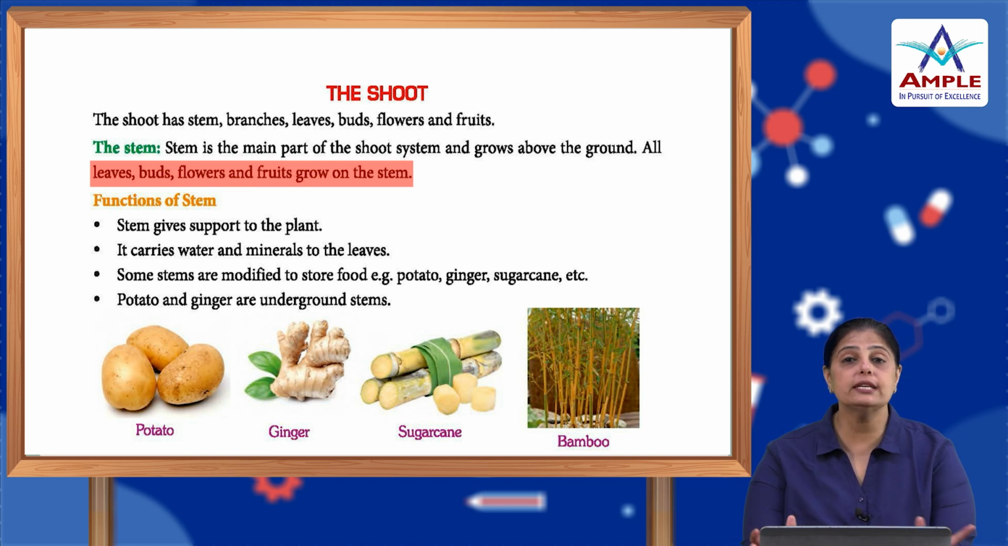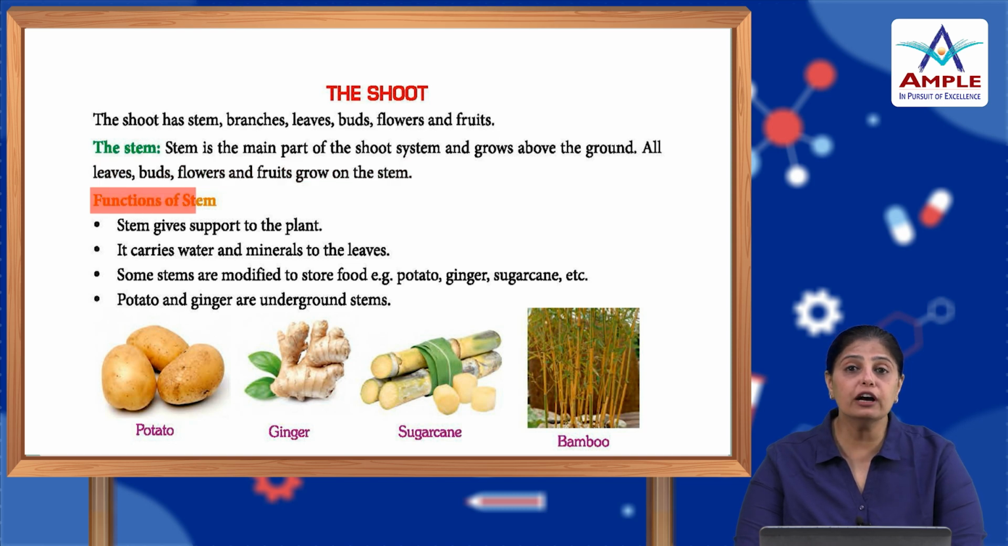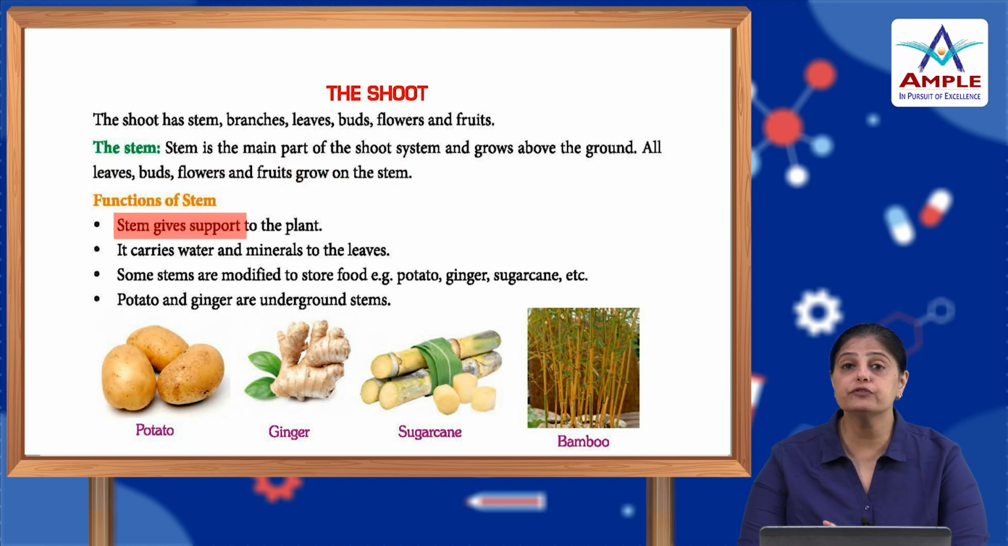Now, all these stems, what do they bear on them? They bear the leaves, the fruits, the flowers, the buds. These are all things that are borne by the stem. Now, let us talk about the function of stem. Stem gives support to the plant. It holds the plant. It carries water and minerals to the leaves.